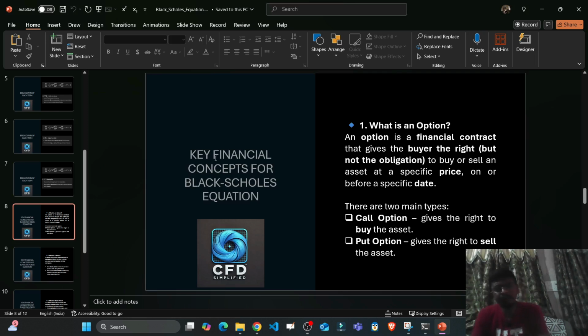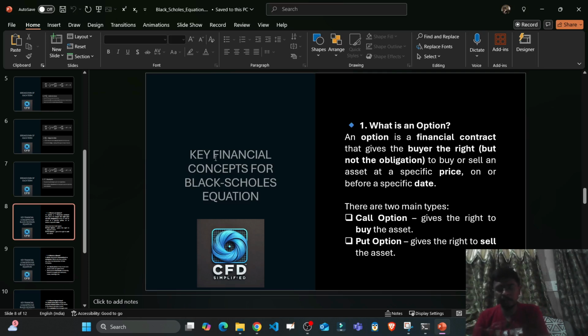You must have understood from the definition only, but an option is like a financial contract, like an ownership. It basically gives the power in your hand: whenever I want to buy, I can buy, and whenever I want to sell, I can sell before a specific date. Like if some date is there.